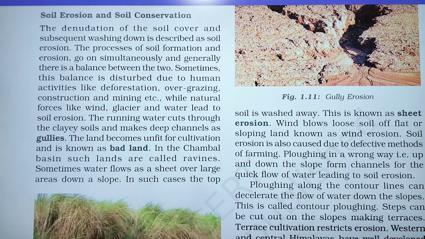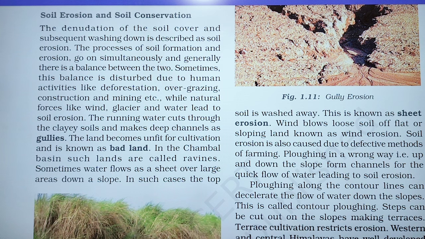Wind blows loose soil off flat or sloping land, known as wind erosion. And what is wind erosion? Wind erosion is a natural process that moves soil from one location to another with wind power. And what is sheet erosion?